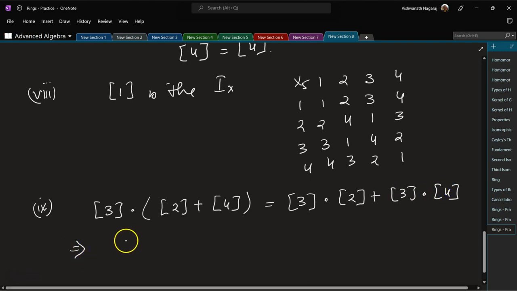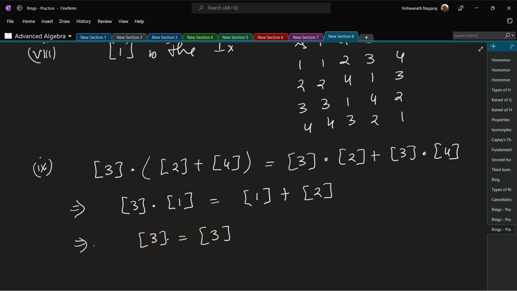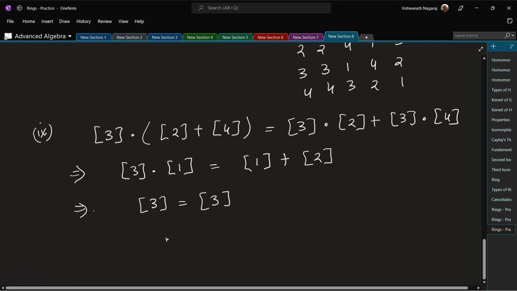So this implies 3 times 4 plus 2 is 6. 6 mod 5 is 1. 3 times 2 is 6. 6 mod 5 is 1. Plus 3 times 4 is 12. 12 mod 5 is 2. Okay. This is 3 times 1. So 3. 2 plus 1 is 3. So it is distributive. So which means it is a ring.